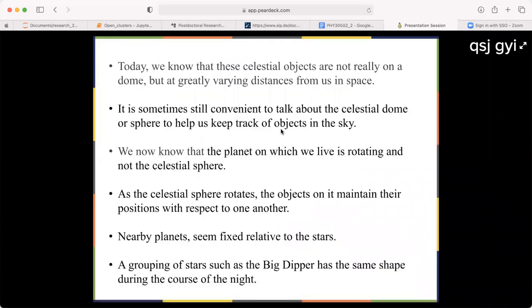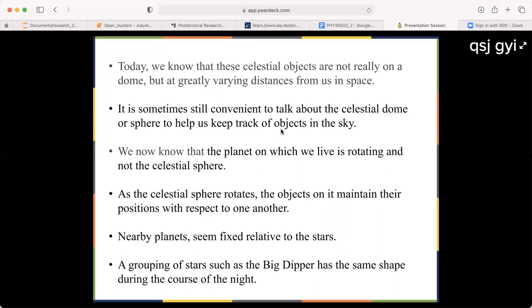Now today we know that these celestial objects are not really on a dome, but at greatly varying distances from us in space. This is one of the things that we understood later, that it is not true to believe that all these stars are attached to this dome, which is basically at the same distance from us, like a radius of R. Now we know that this is not true. All these stars and objects that we observe on the sky are actually at varying distances. Not each and every star is at the same distance, right?